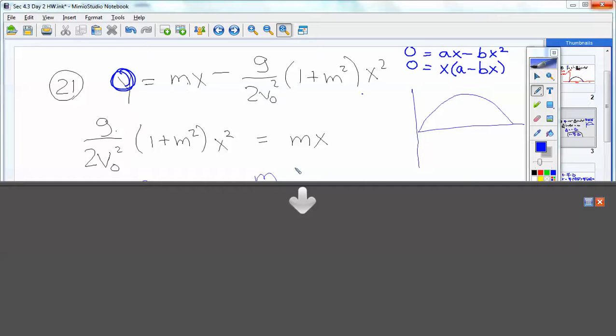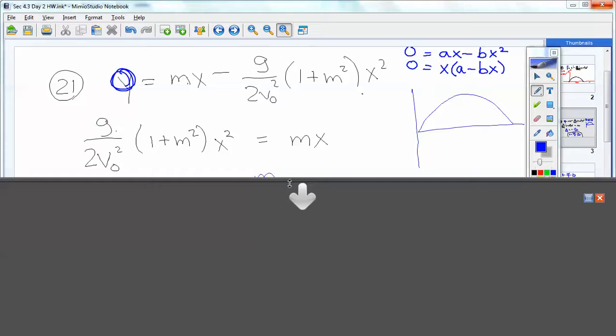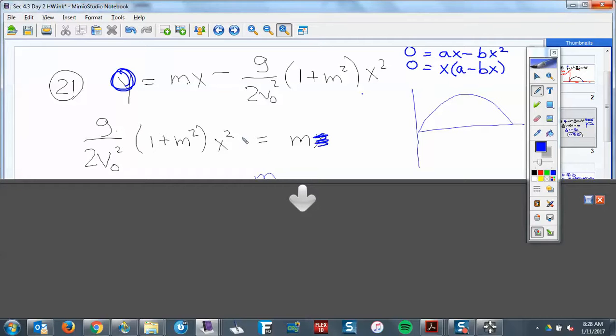I'm only going to do this because that's how I set this up. So I added this whole big mess over here. So now I'm going to divide by x. Okay? So I'm going to divide by x, divide by x. Okay? Now I got just this x. Now I got to get the rest of this over here, right?